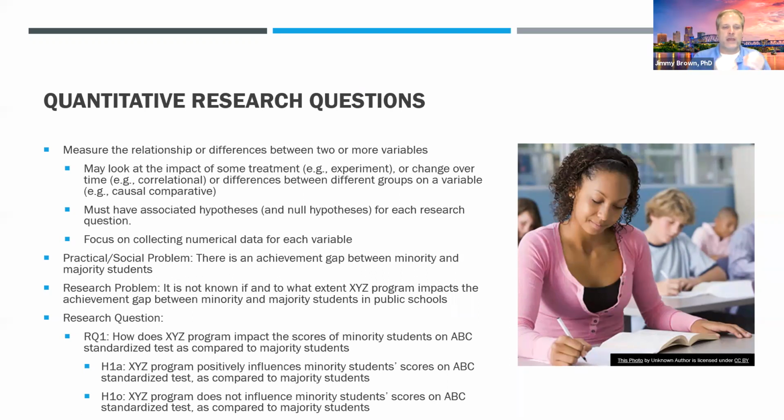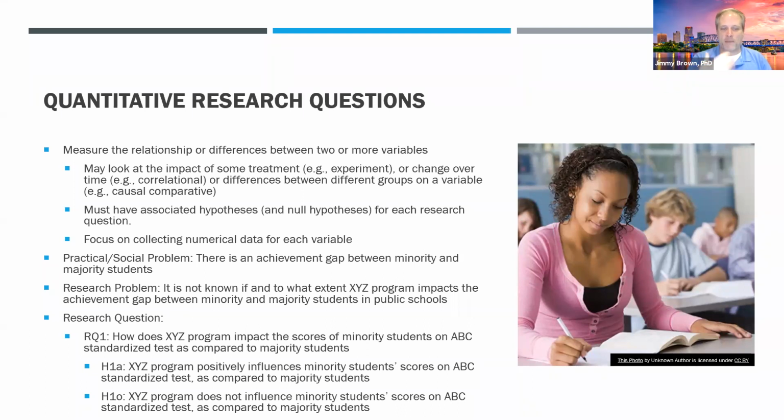So what we would do here is we have a research question that says, how does the XYZ program impact the scores of minority students on standardized tests as compared to majority students using ABC standardized tests? That's where we're going to look. And so what we basically would do, and we actually use archival data, is find a school district that's used this program, look at their standardized tests, and compare the group scores in a way that we determine if there's a difference or if there's been a change, and if so, how does it happen by chance alone?